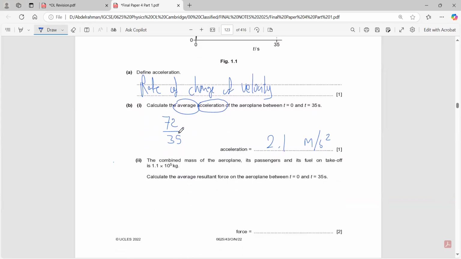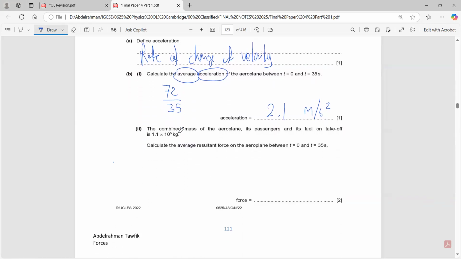The combined mass of the airplane and passengers is 1.1 times 10 to the power of 5 kilograms. Calculate the average force. Yalla, we know how to find the force. F equals MA. The mass is 1.1 times 10 to the power of 5 times the acceleration, which is 2.1. Right? This would give you around 230,000 newtons. It's a huge number. Do not write it as 230,000. It would be better if you write it as 2.3 times 10 to the power of 5 newtons. Okay? It would be better if you write it down that way.